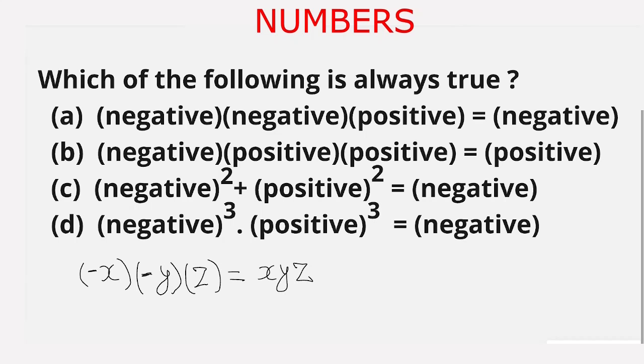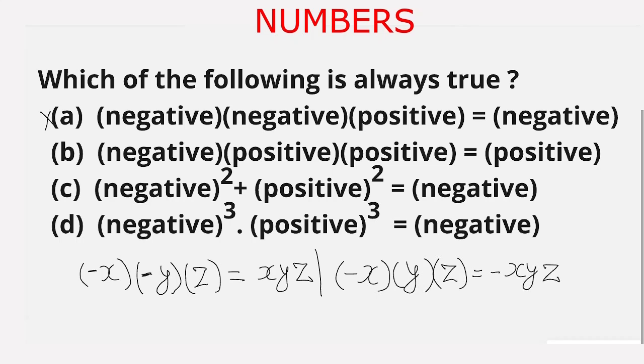This is positive. So option A, negative multiplied by negative multiplied by positive is negative, is incorrect. So we cross this. This is not true. Now we go to the statement B. Negative multiplied by positive multiplied by positive. So negative is minus x, multiplied by positive is y, multiplied by z, is minus xyz.